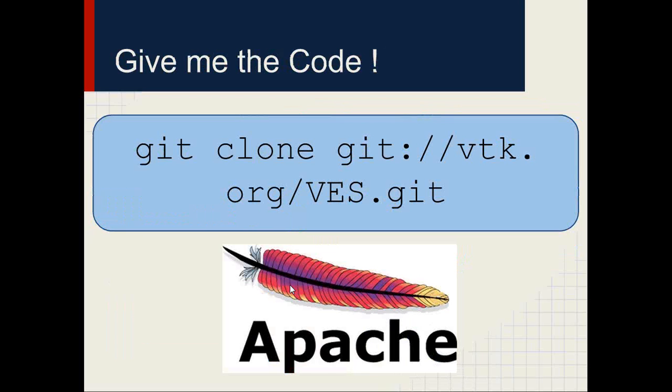So where do you get the code? This is the Git repository. It's a little bit folded, so it should be continuous. So git vtk.org vs.git. If you clone that repository, you will have the source code of the extensions. And this is distributed under the Apache license.